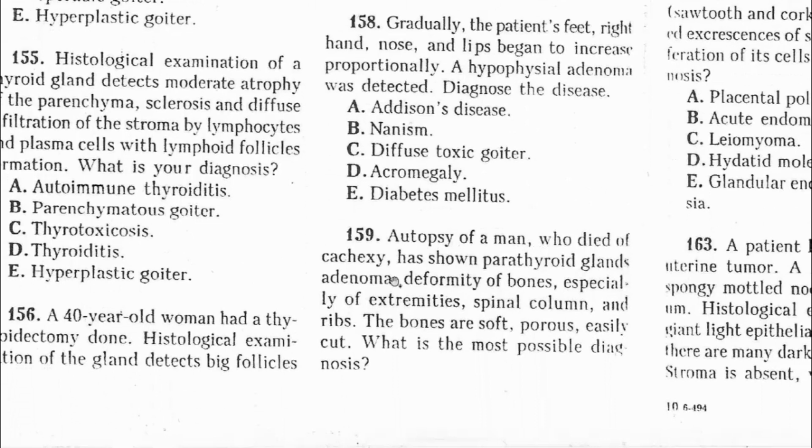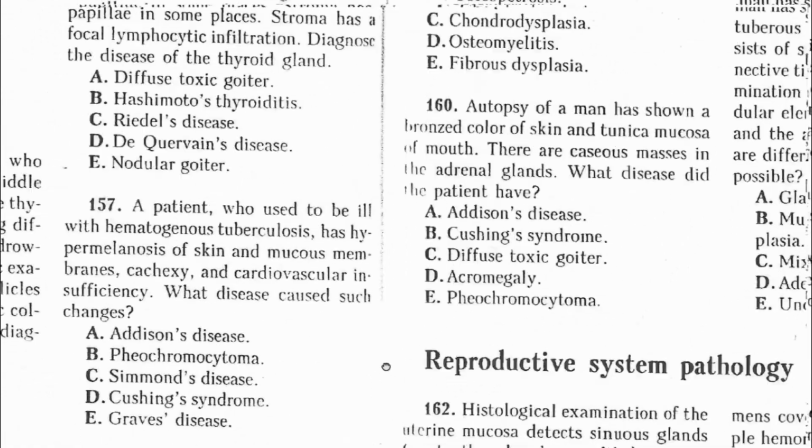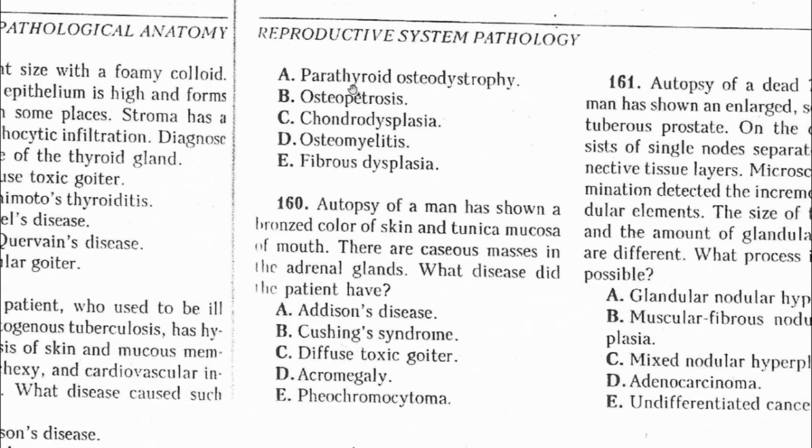159. Autopsy of a man who died of cachexia has shown parathyroid glands adenoma. Parathyroid is responsible for the production of what? Calcium. As a result, there's deformity of bones, especially of the extremities, spinal cord, and the ribs. The bones are soft, porous, easily cut. What is the most possible diagnosis? Of course, we are talking about parathyroid osteodystrophy. That is A.